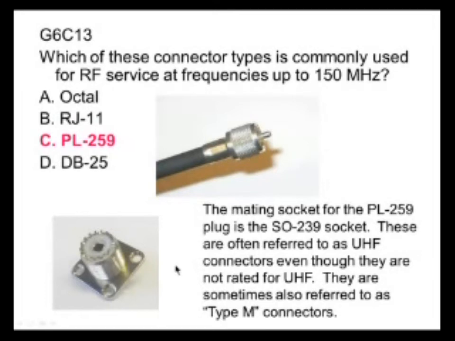The mating socket for that is called a SO239. Looks like this, and it'll be on the back of the radio where you hook up the antenna. These are often referred to as UHF connectors, even though they are not rated for UHF. And they're sometimes also referred to as type M connectors. M as in Mike connectors.